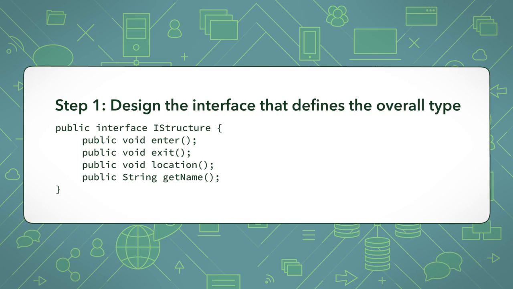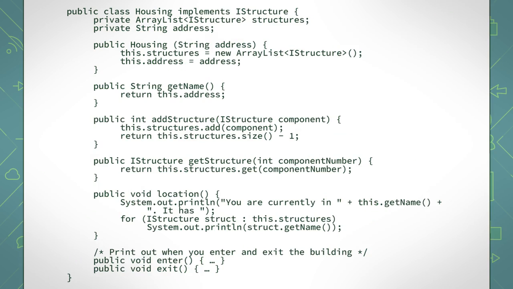Step 1. Design the interface that defines the overall type. We start off by defining the interface that the composite and leaf classes will implement. This supports polymorphism for your component and leaf classes. Step 2. Implement the composite class. You implement the interface in the composite class. This will give the housing class its own behavior when client code uses it.